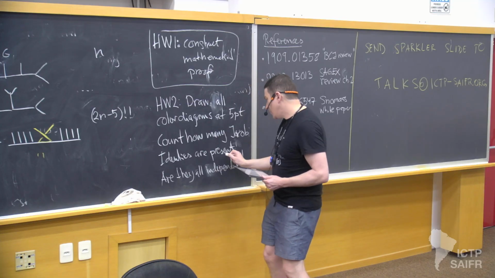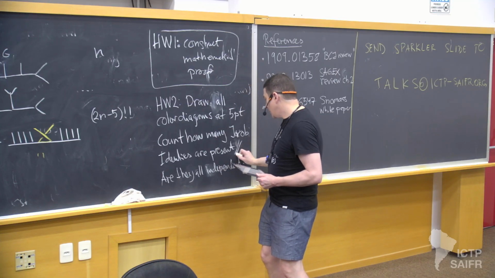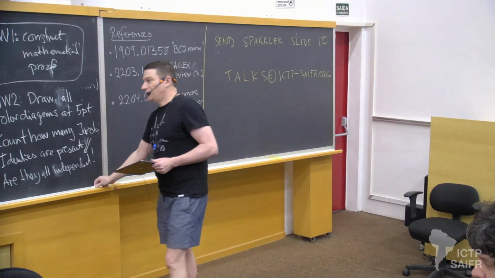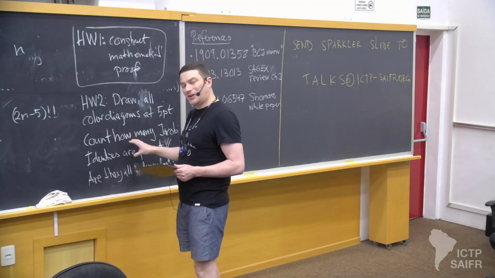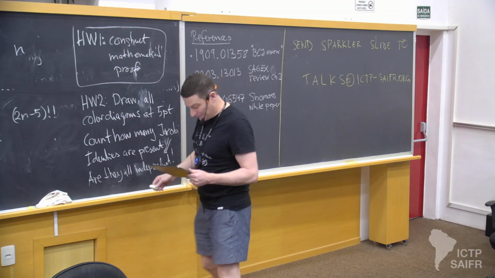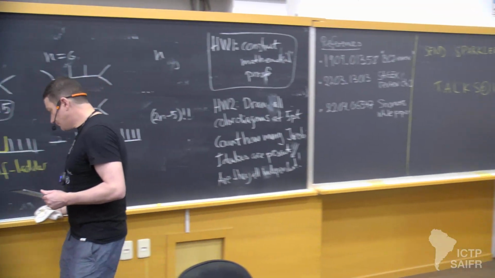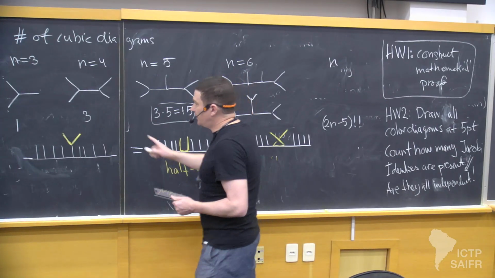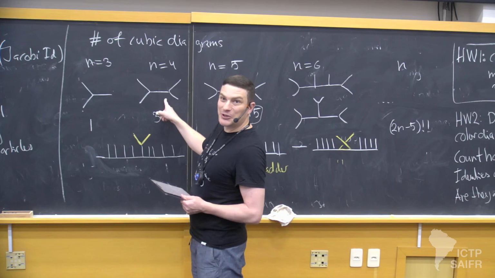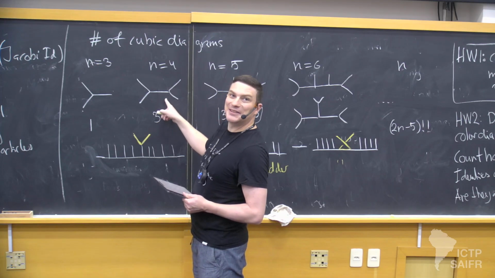And here I mean the Jacobis, right? Are the Jacobi identities independent? So basically what I need from you is the number, how many Jacobi identities are there, and are they all independent equations? Yes or no? And we can do the same exercise at 4-point. So there are 3 diagrams, and there is 1 Jacobi identity. Clearly it's independent. There's only one.